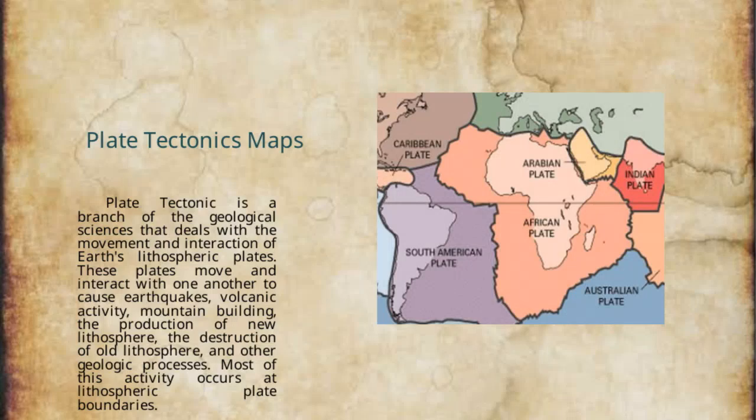Plate tectonics is a fascinating branch of the geological sciences that focuses on how Earth's lithospheric plates move and interact. These plates are constantly shifting, and their interactions are responsible for many dynamic processes on our planet. When plates move and collide or pull apart, they can cause earthquakes, volcanic eruptions, and even the formation of mountains. They're also involved in creating new lithosphere and breaking down old, worn-out sections. Most of these activities happen at the boundaries where these plates meet.